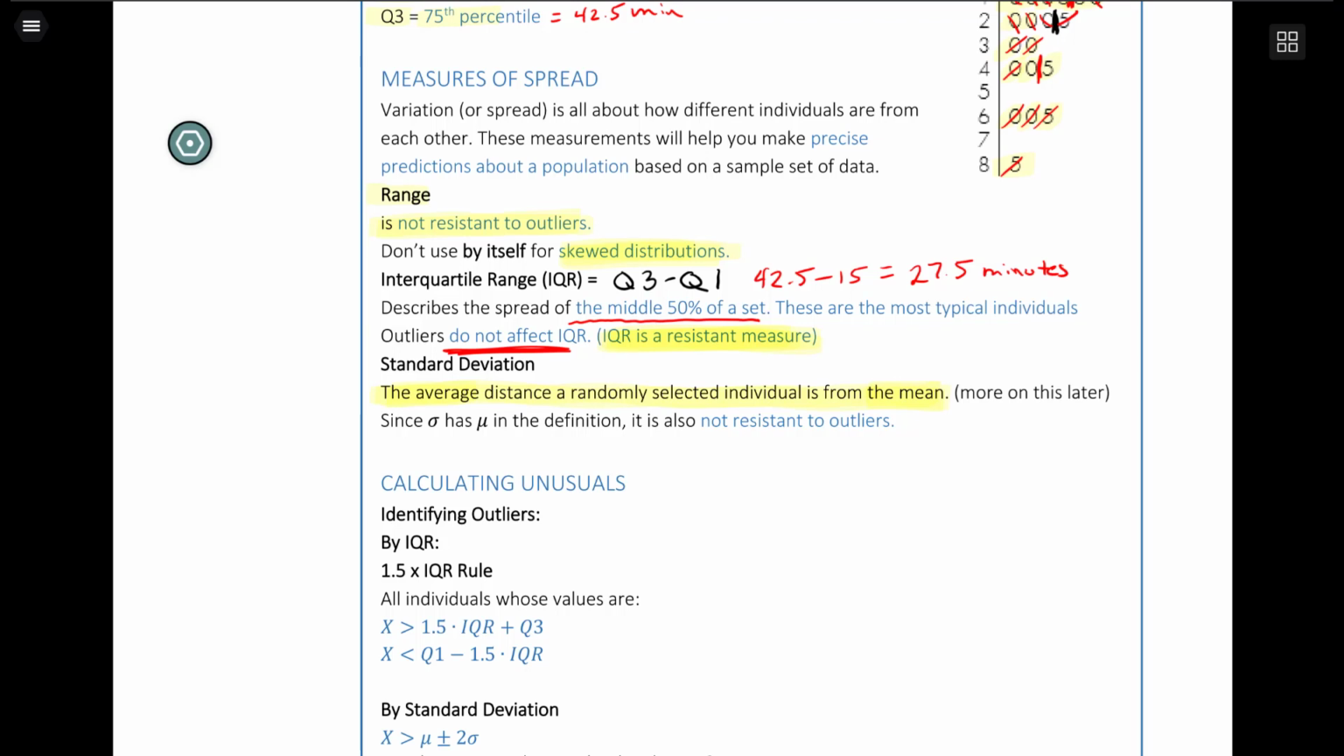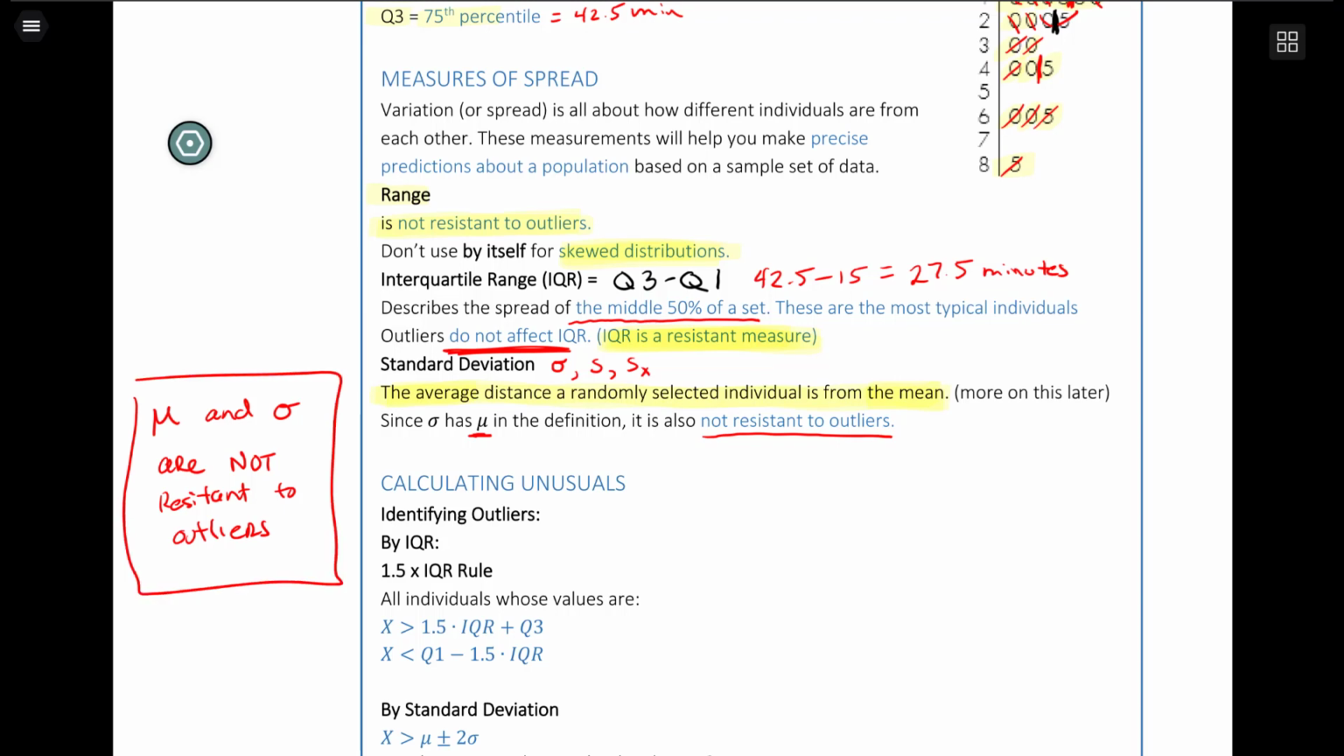But here's what we want to understand. Since sigma, standard deviation, remember that's our notation for standard deviation, it's sigma or S sub x, either one of those. It has mean in the definition. Well, since mean was not a resistant measure to outliers, standard deviation is not a resistant measure to outliers either. Okay? Let's go ahead and jot that down to the left-hand side here. Mu and sigma are not resistant to outliers. What that tells me is that these two measurements should always go together every single time.